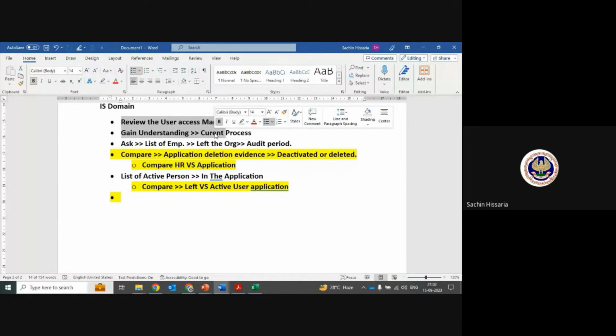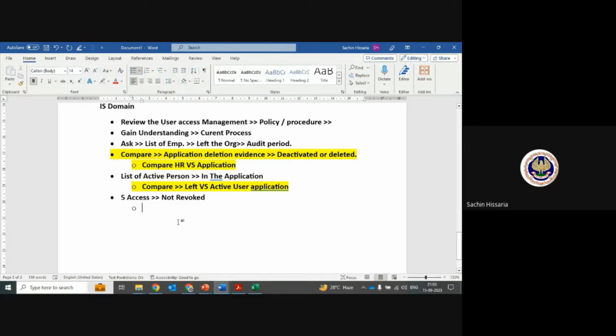Now, suppose the interviewer tells you that after your analysis you have noted that 4 or 5 users' access rights were not revoked. What will you do? Suppose you have mentioned it like this. Now, in this situation, what will you do as an auditor? What would be your next step?